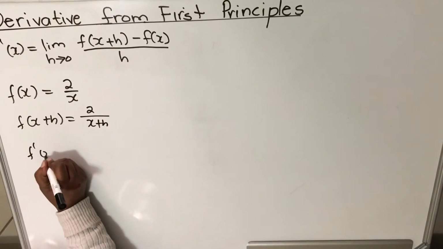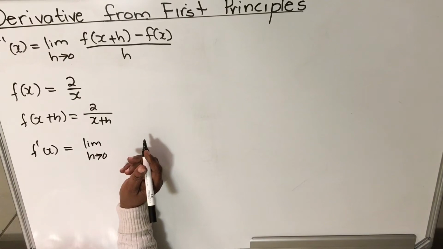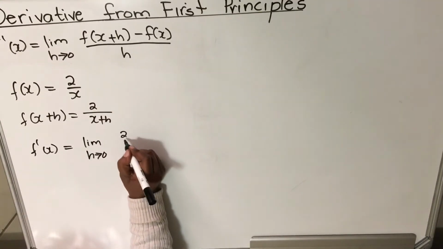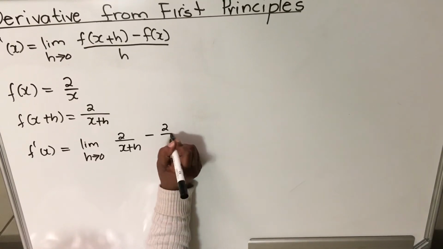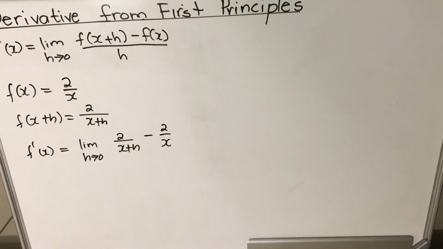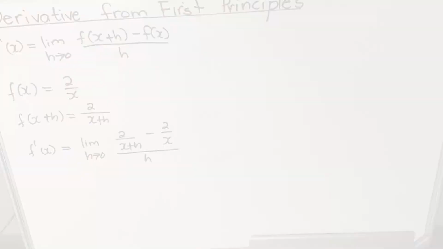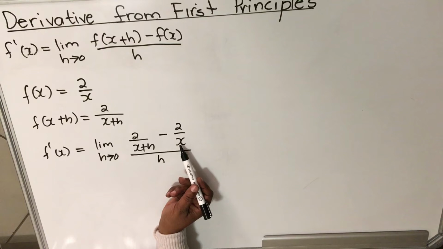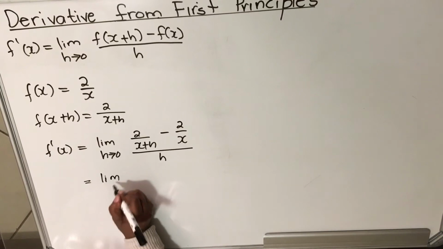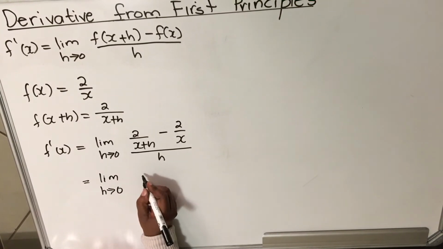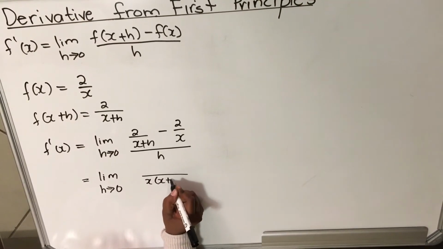Then limit as h tends to 0. Where there is f at x plus h, I'm going to write 2 over x plus h, minus my function, which is 2 over x. Okay, but you have to have everything over h. Now here we're going to find the common denominator. The common denominator, you'll have limit as h tends to 0.